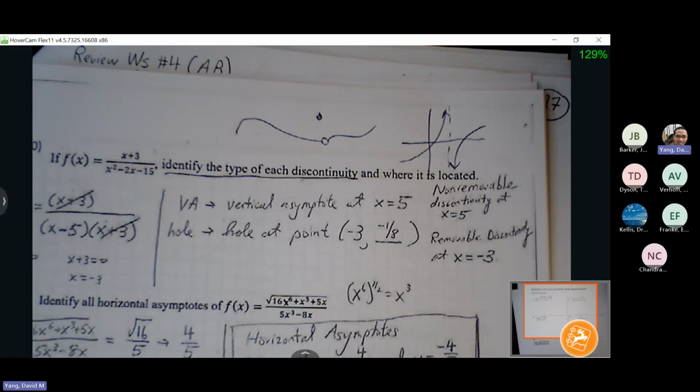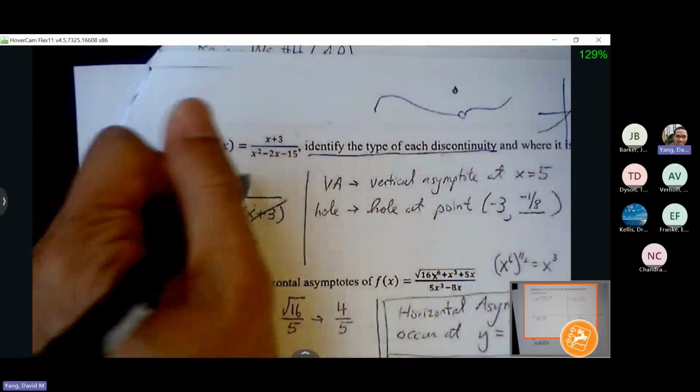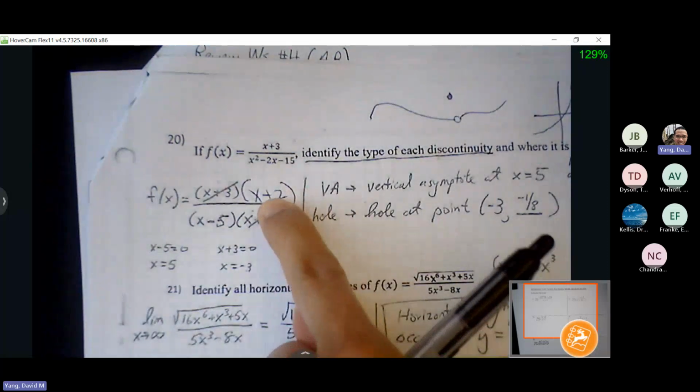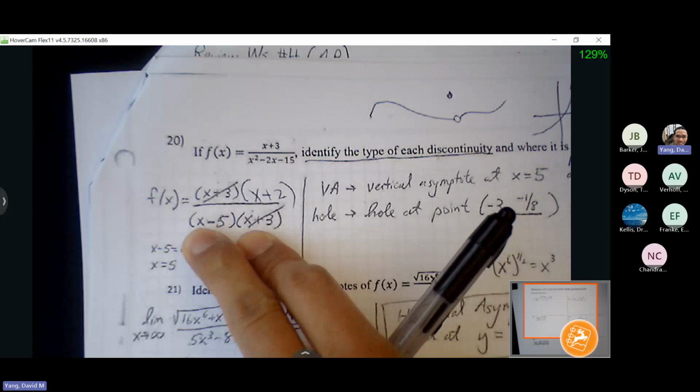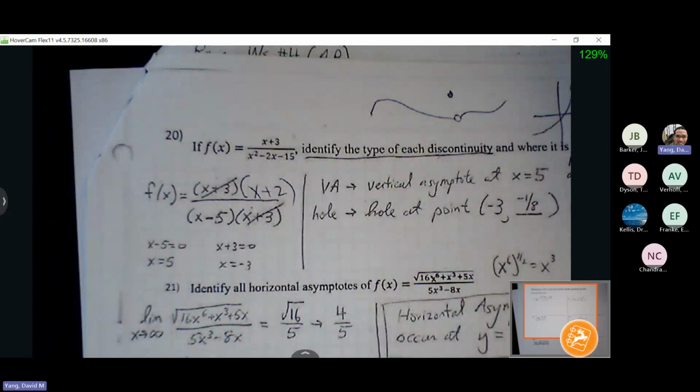Are there any other factors that play a role? Just the denominator, right? Let's say there was an x plus 2 up here. We don't look at that. That's an x-intercept. Your discontinuities only come from the denominator. So if it doesn't show up in the denominator, then it is not a break in the graph.